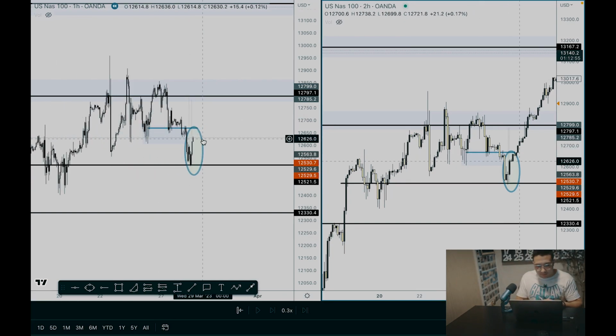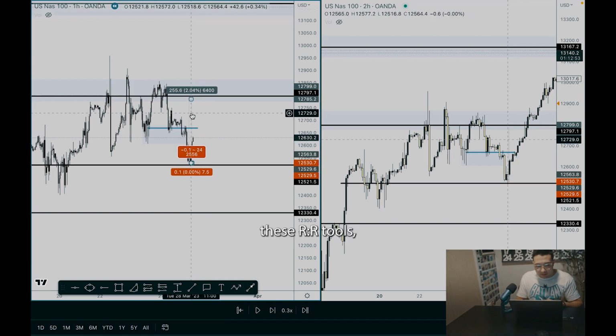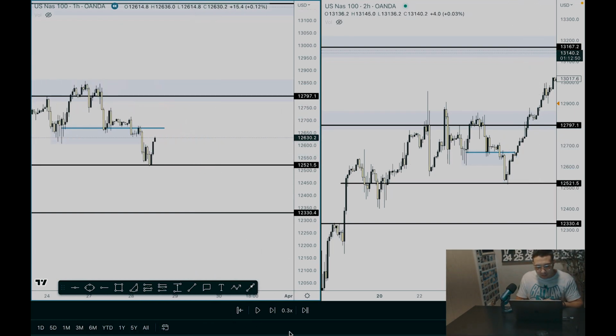So let's remove this ellipse. Let's remove these risk reward tools. And let's go back a little bit to right in this area.